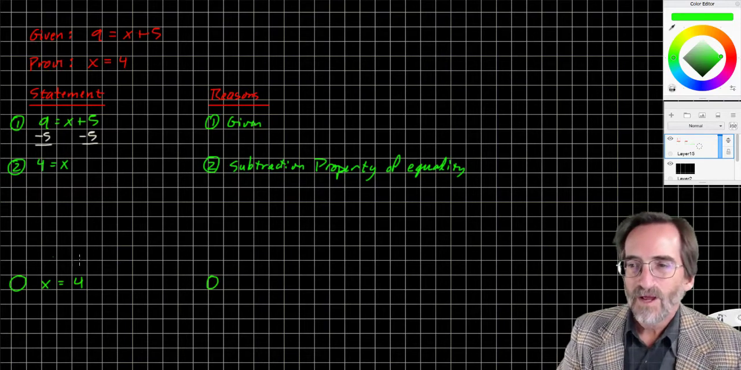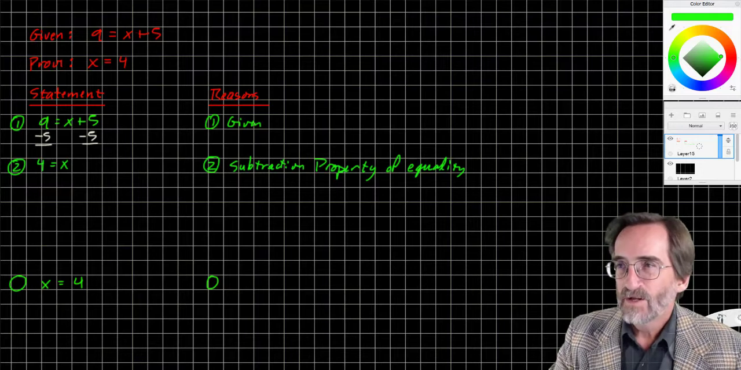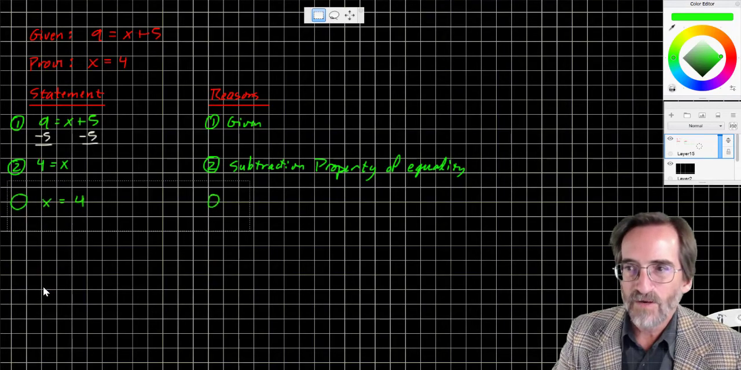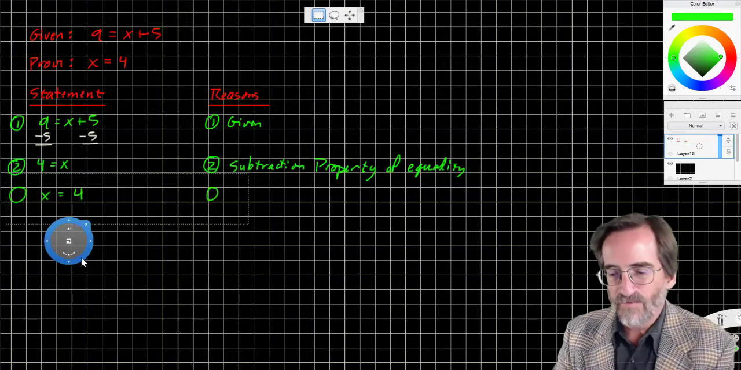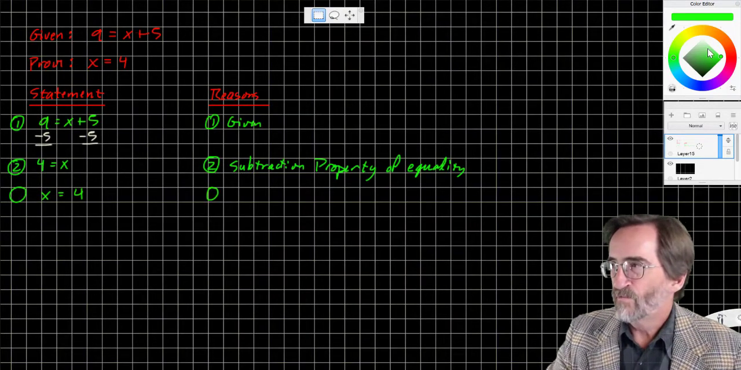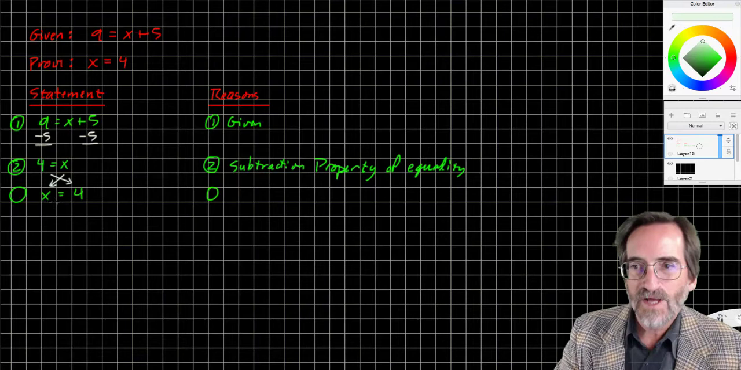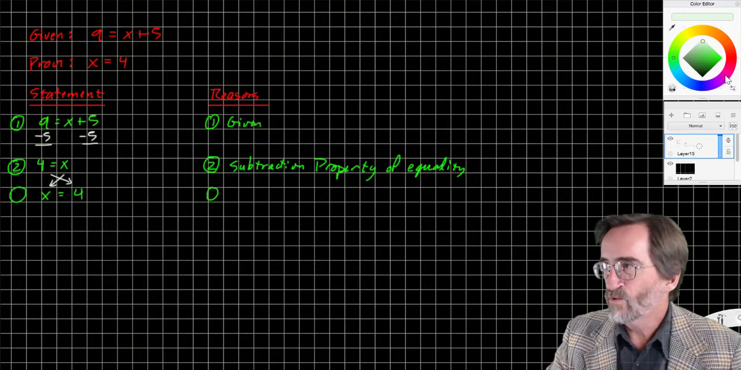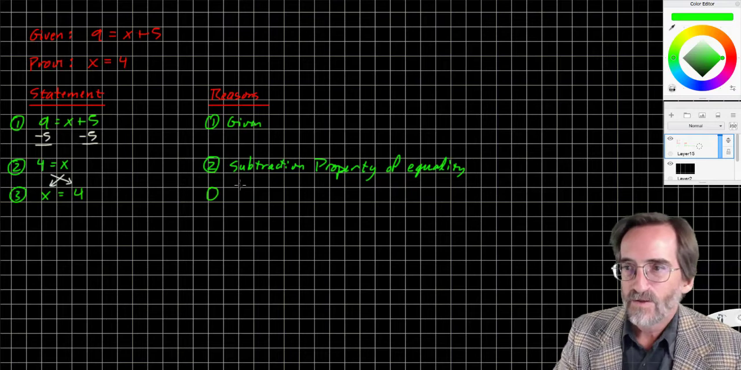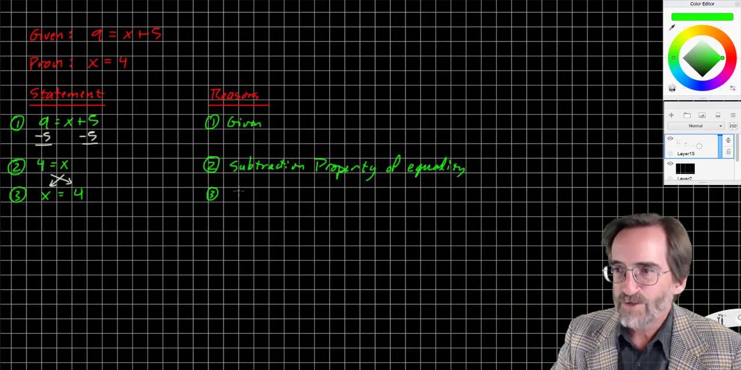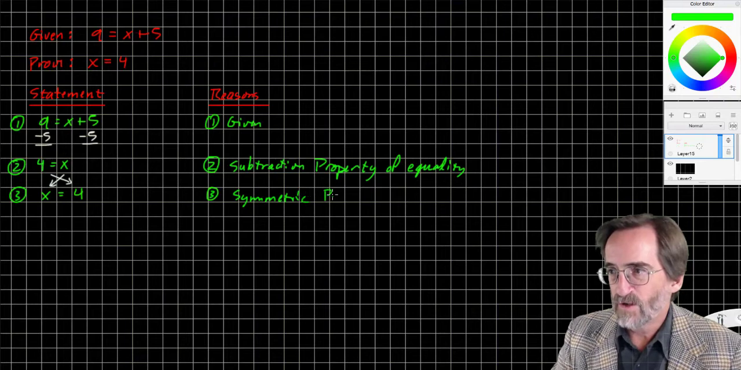Okay? And now we're ready for our last step. Notice 4 equals x is not exactly the same as x equals 4. So in order to do a proof, we've got to be thorough. We've got to put in x equals 4 as our final step. Notice that we switched the order. If 4 equals x, then x equals 4. What rule says that we can do that? There is a rule that says we can switch the order of equality, and that is known as the symmetric property of equality.